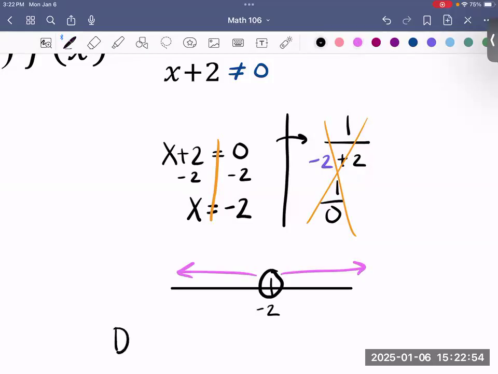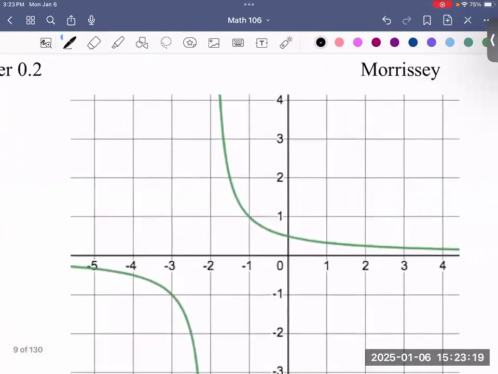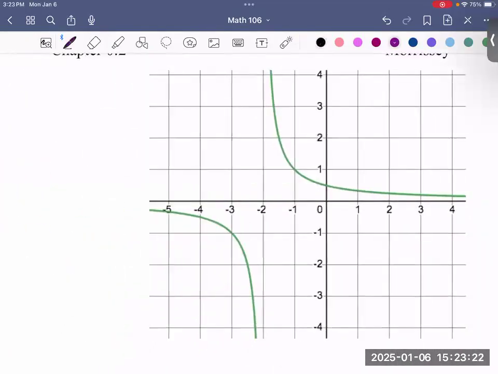So if we're looking at your domain, we're going to go from -infinity all the way to -2. We then get to say union -2 all the way to infinity, because we're going to keep going where any number that we could possibly want except for number -2. And we see that over here in your domain. If you were to see around -2, that strange behavior one more time in your graph.